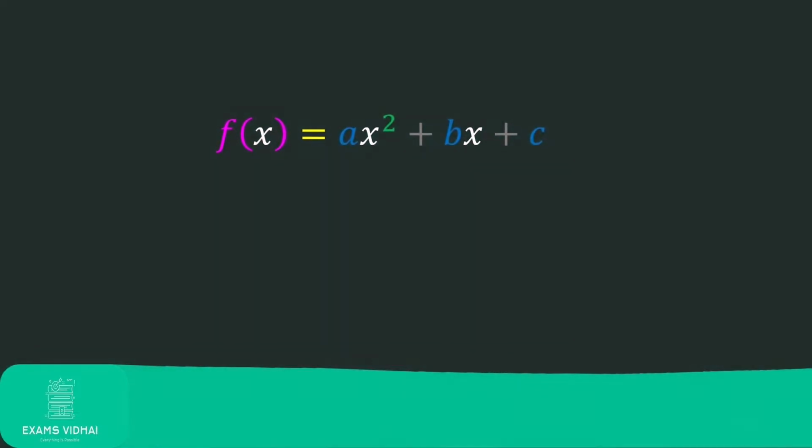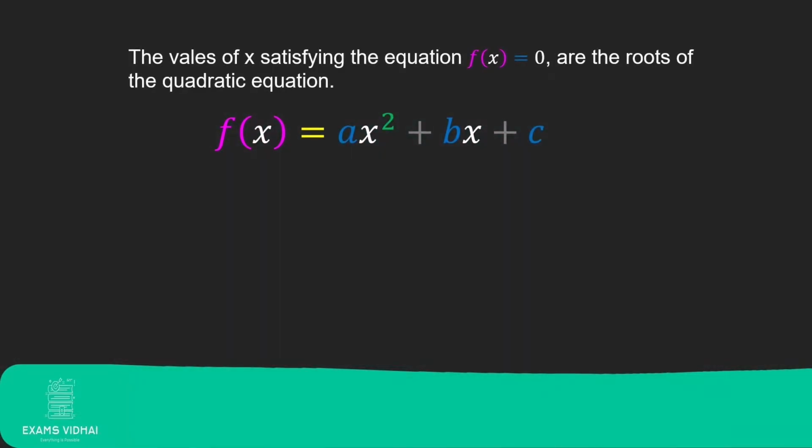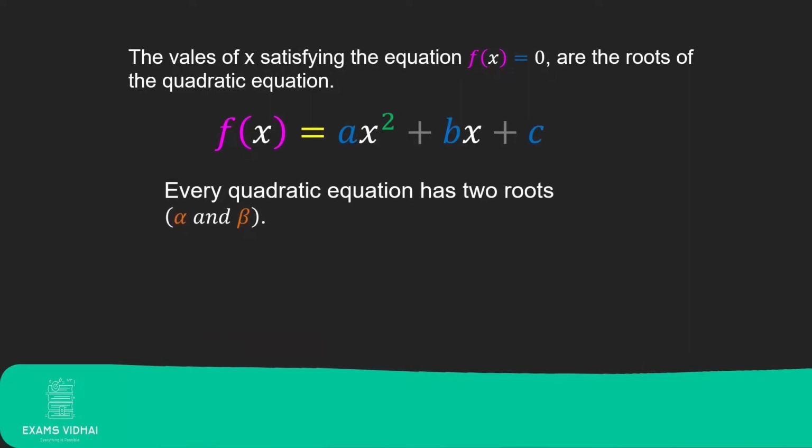If the above expression is equal to 0, then it is called quadratic equation. And the values of x which can make the equation equal to 0 are called the roots of the equation. Every quadratic equation will have two roots, alpha and beta. That means if we replace the x in the quadratic equation with alpha or beta, it must be equal to 0.